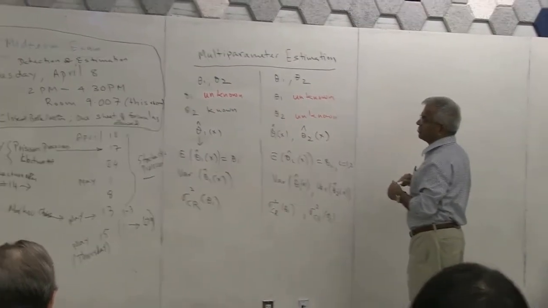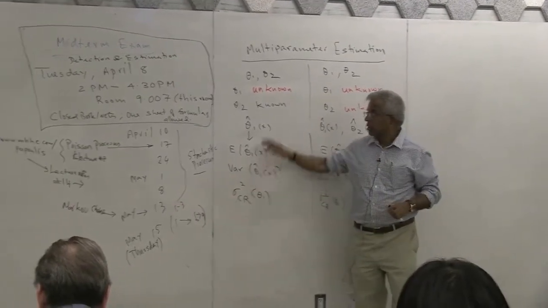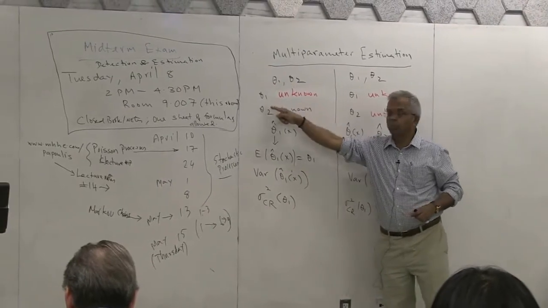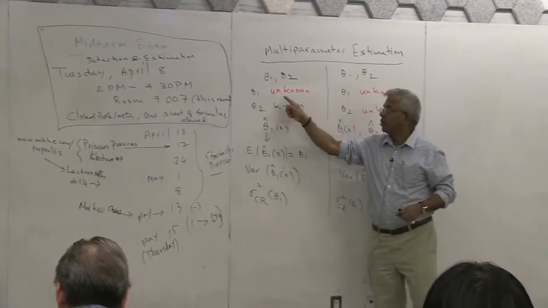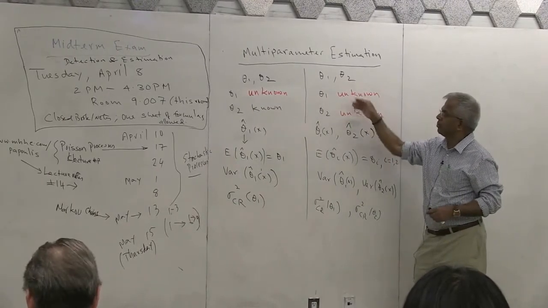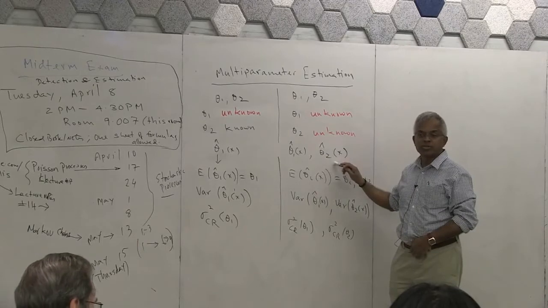So remember, these are the type of problems. You have, at the very least, two parameters. This is unknown, this is known. Look at the counter problem: the same two parameters unknown. See, two unknowns, so you need two estimators.